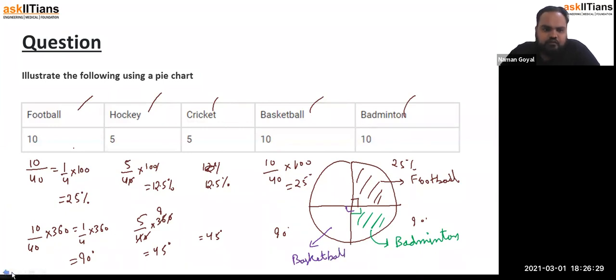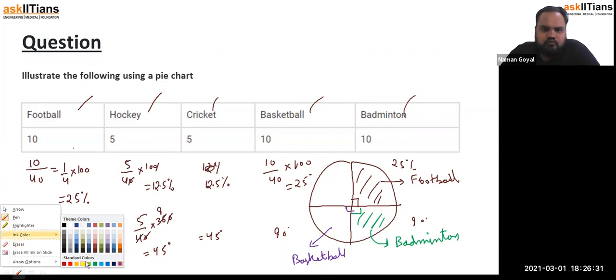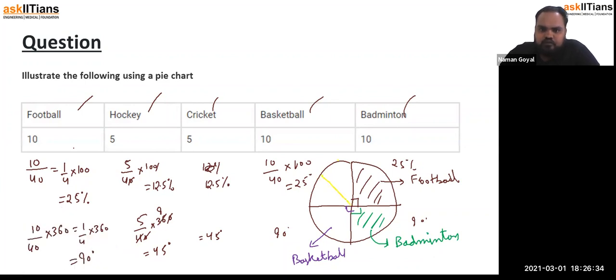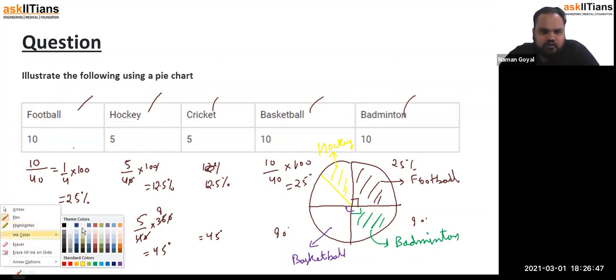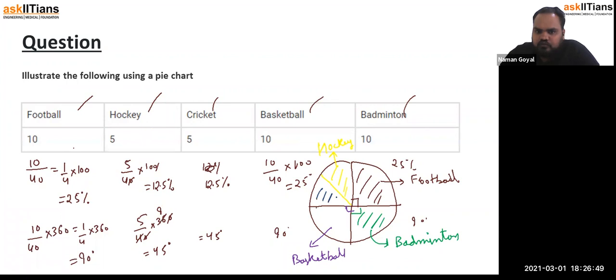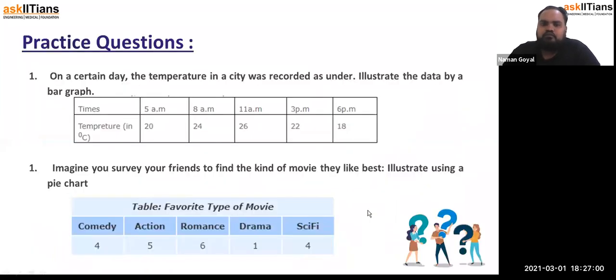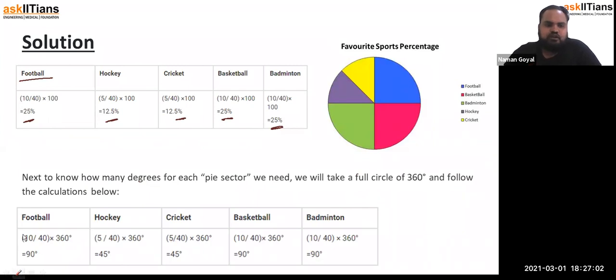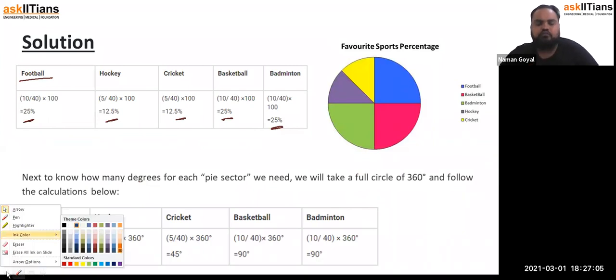And next 45, right? We have to take two parts. This 45 degree is for hockey. And with the next ink color, this is for cricket, right? So this is the pie chart, okay?